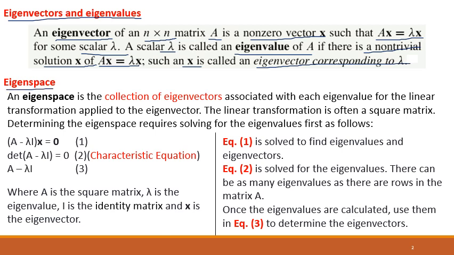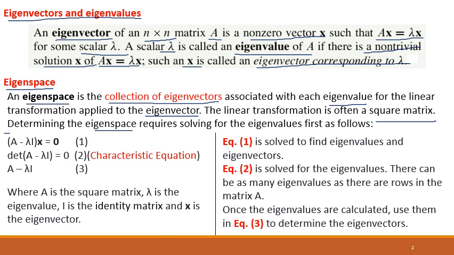Eigenspace. An eigenspace is actually the collection of eigenvectors associated with each eigenvalue for the linear transformation applied to the eigenvector. The linear transformation is often a square matrix. Determining the eigenspace requires solving for the eigenvalues first as follows.